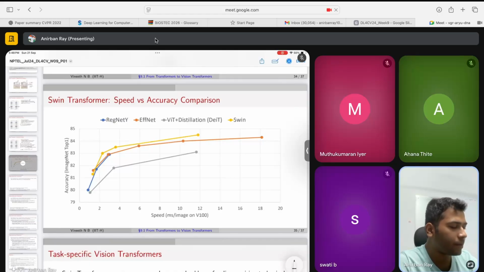Now the transformer speed versus accuracy comparison. As you can see, Swin has the highest accuracy. We're looking at the processing speed in milliseconds per image. As the processing speed improves, the accuracy further improves in each of them, but Swin has the highest.